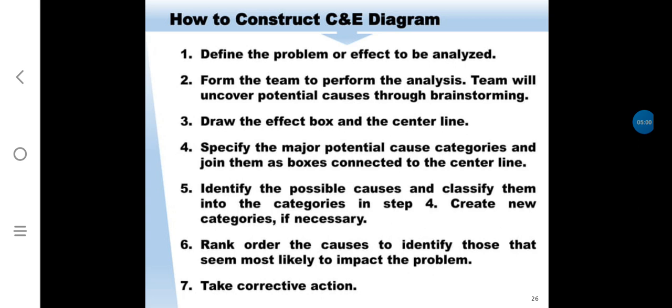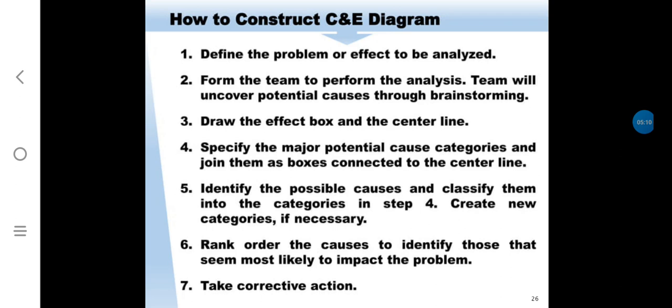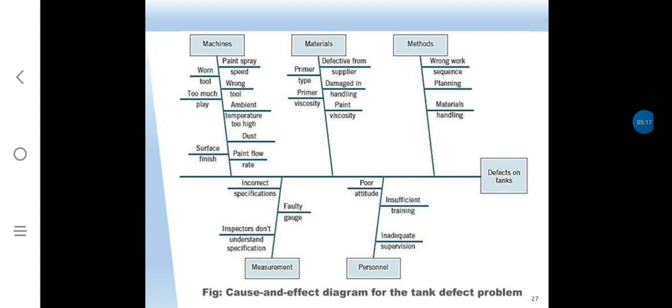This is how to construct the cause and effect diagram, and these are the steps for constructing it, and this is the example for a cause and effect diagram. We have the defects on the task. We identify that there are five causes related to those defects of the task: machines, materials, method, measurements, and the personnel. And also we identify the causes of the machines, the causes of the materials, the root causes of the methods and the measurements and the person. So to identify the final root causes we can use this cause and effect diagram or Ishikawa diagram.